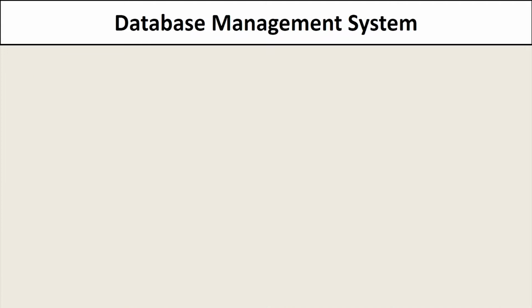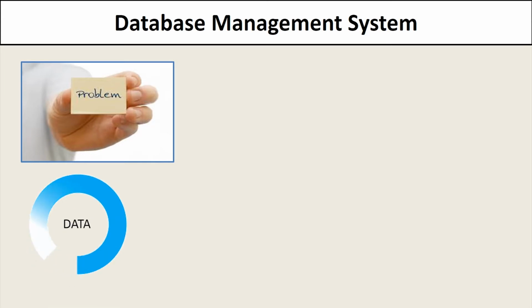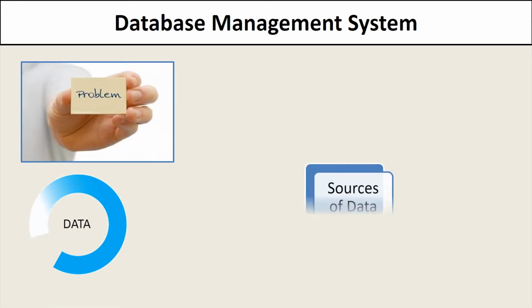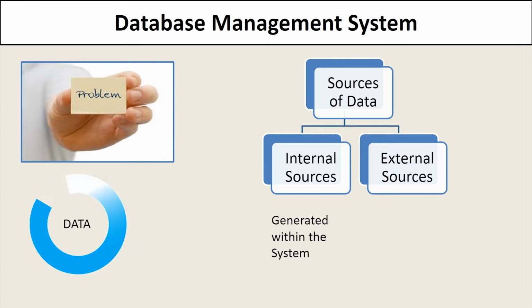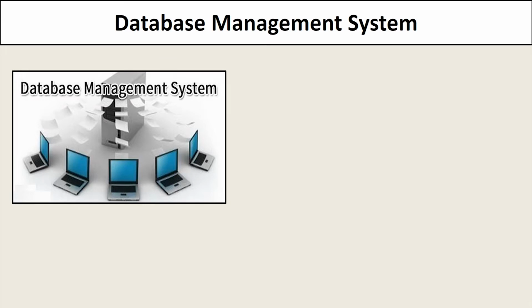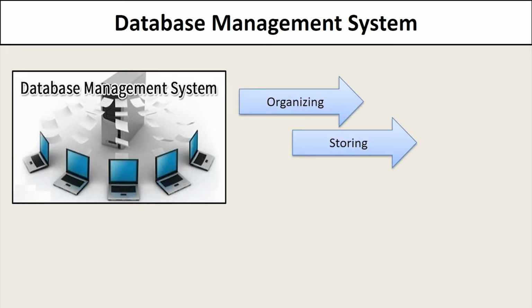Let's check about database management system. To solve any problem, data is required. This data may come from internal or external resources. Internal sources are the ones that are generated within the system, and the external source of data can be newspapers, online data services, etc. Data management subsystem provides the way for organizing, storing, and manipulating the data. Data management system is basically a software that is designed to assist in maintaining and utilizing large amount of data.